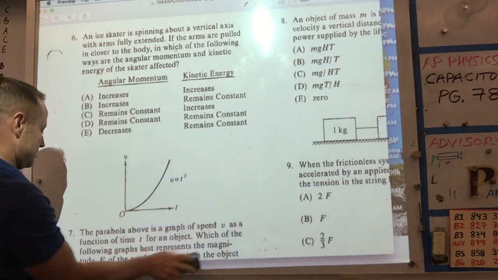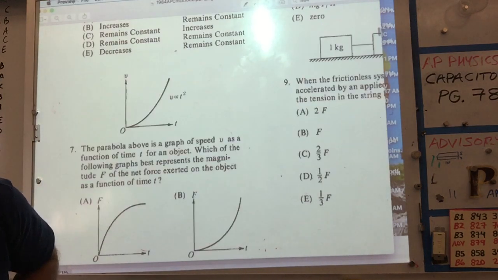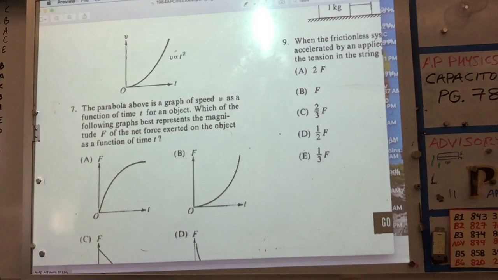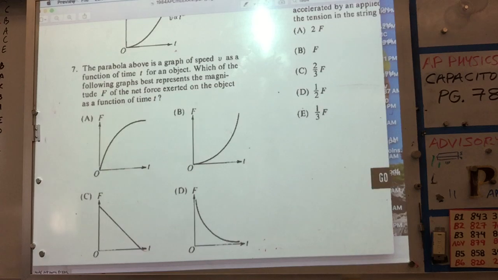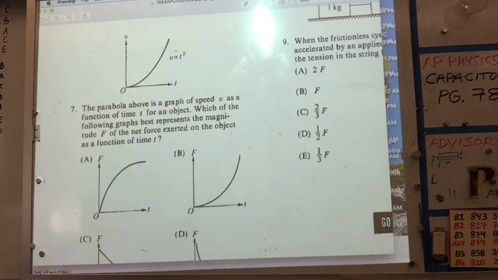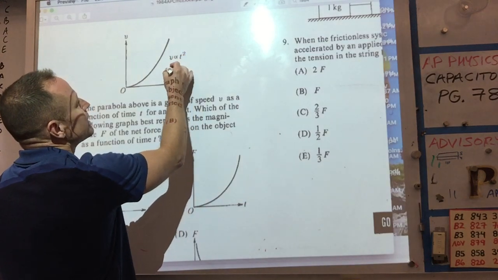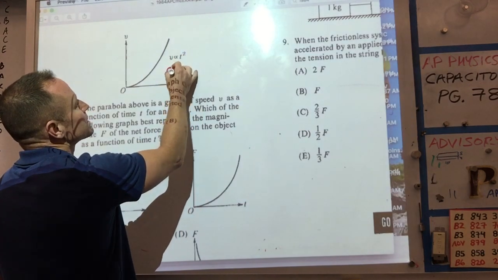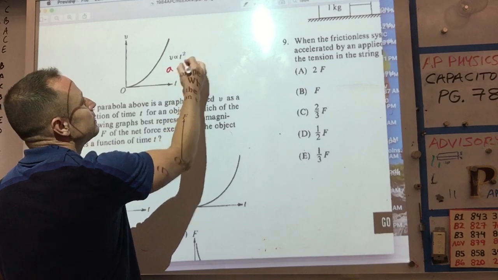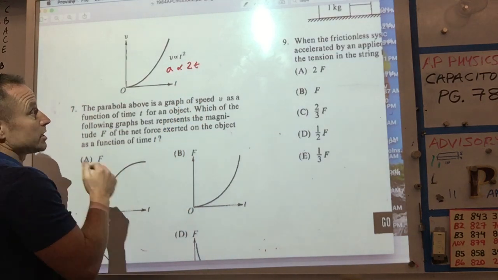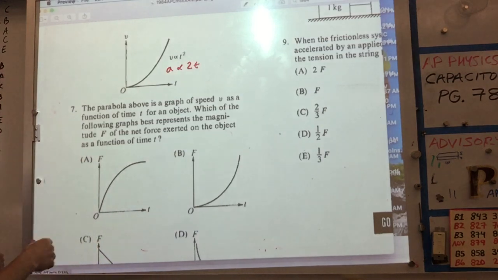All right, what's going on next? Let's see. The parabola above is a graph of speed v as a function of time for an object, which represents the magnitude of F as a function of time. So the velocity is going like t squared. So acceleration would go like the derivative of that, so the acceleration would kind of go like 2t. And then force would be proportional to acceleration. So the force should grow linear with time.